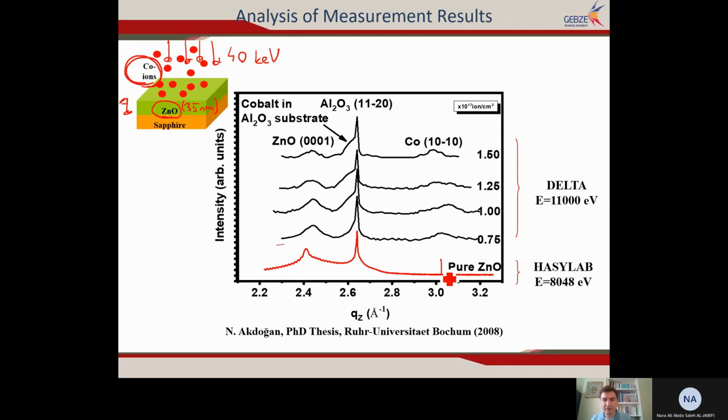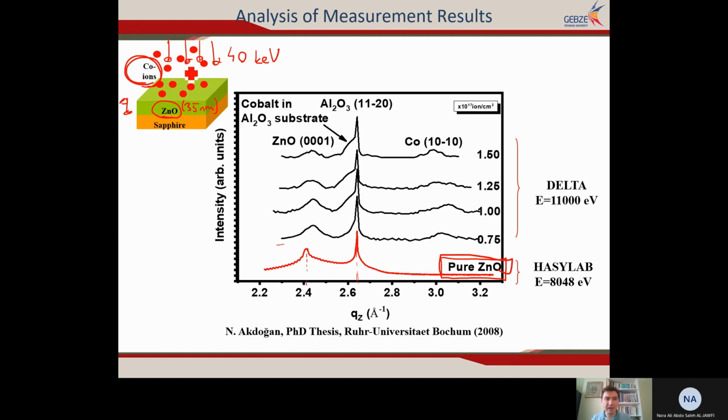I have pure zinc oxide on sapphire. Then I am carrying out experiments with this pure zinc oxide on sapphire, and I see such behavior in the X-ray diffraction data. This is the peak which is coming from the sapphire, and this is the peak which is coming from the zinc oxide.